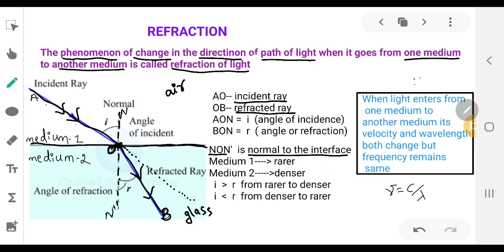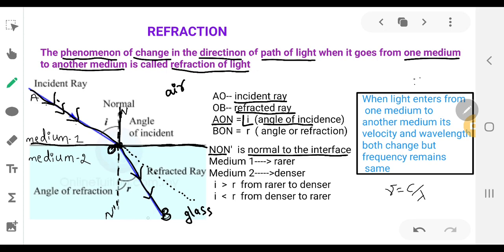Then how do we measure the angle of incidence? Angle of incidence is the angle between the incident ray and the normal to the surface. This is the angle of incidence. So AON is the angle of incidence. How do we denote the angle of incidence? By the letter I, angle I.